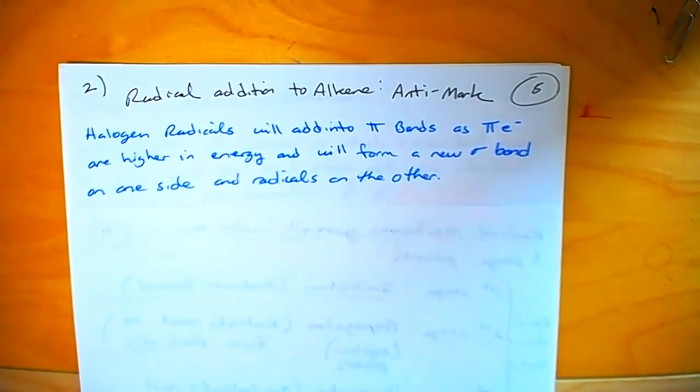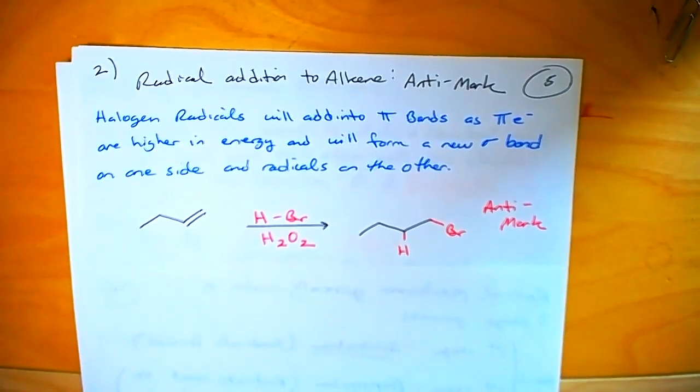So we see anti-Markovnikov additions when we are talking about radical additions into alkenes, particularly hydrogen halides. So if you have a hydrogen halide and it forms a radical, it generally adds in an anti-Markovnikov manner into it. And the reason why this happens is the halogen radicals add into pi bonds, as pi electrons are higher in energy than sigma bonds. And so that ends up forming a new sigma bond on one side and a radical on the other side. So mechanistically, the overall process is like this.